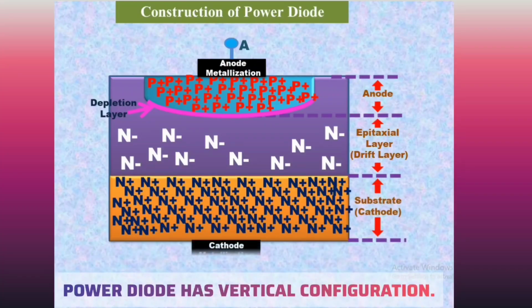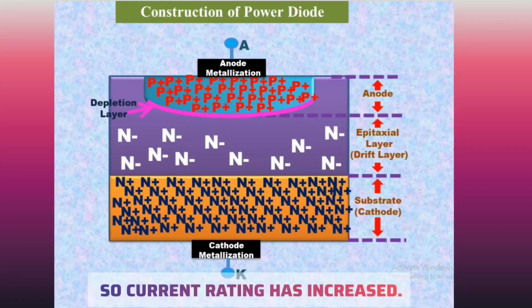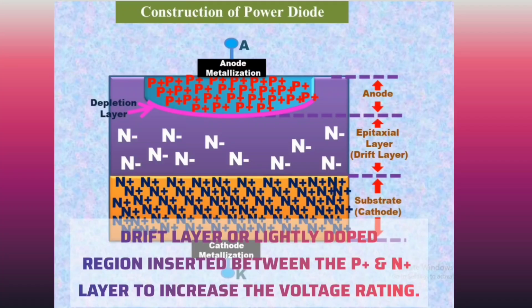N plus substrate: this is the heavily doped bottom layer, acting as the cathode. Power diode has a vertical configuration. Vertical configuration increases the cross-sectional area of the device, so the current rating is increased. The drift layer, or lightly doped region, is inserted between the P plus and N plus layers to increase the voltage rating.